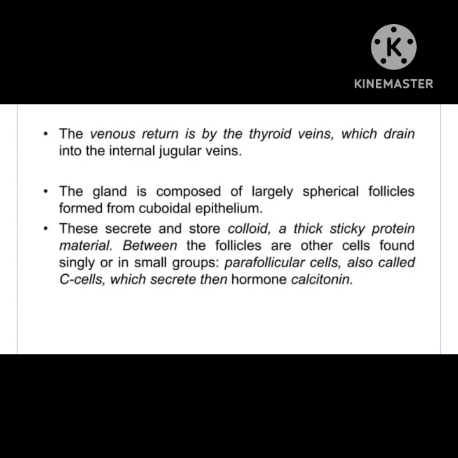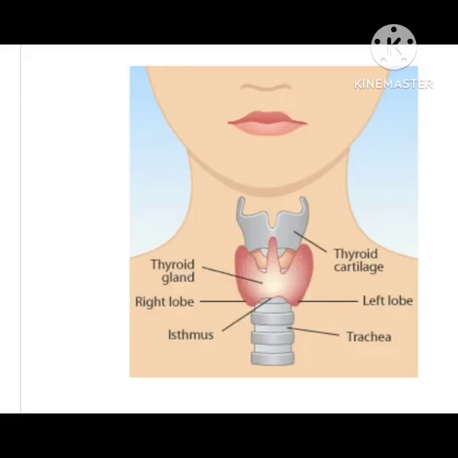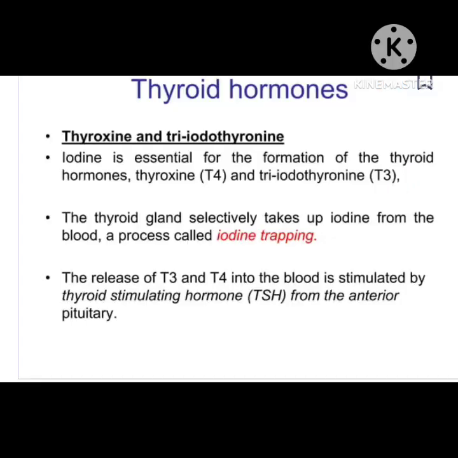So we'll see the position of the thyroid gland in this diagram. You can see here, this is the position of the thyroid gland. As you can see, it is present in the neck. Clear?